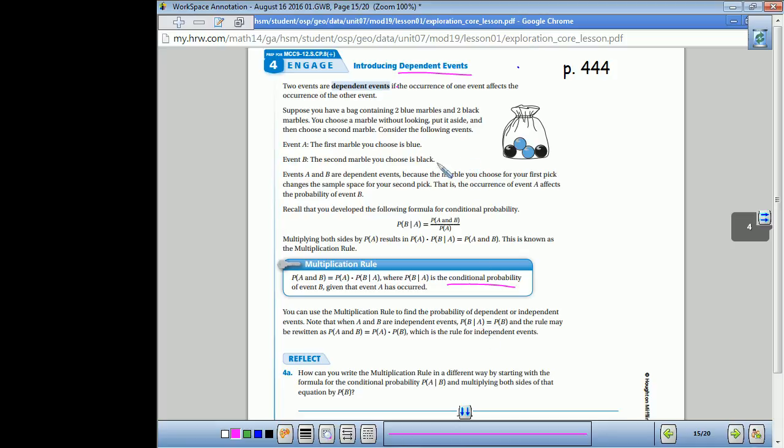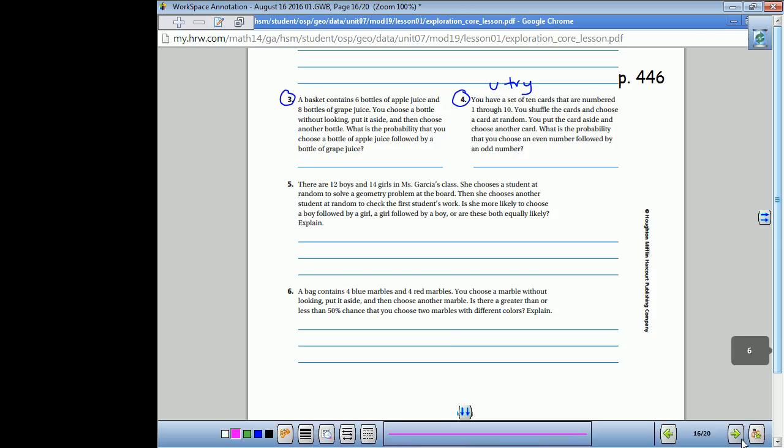And let's see what the important parts are here. So here is one of our formulas for conditional probability. The probability of B given A is the probability of A and B divided by the probability of A. And I usually don't have to do that much math to figure it out. So if we flip over to 446, let's look at number 2.